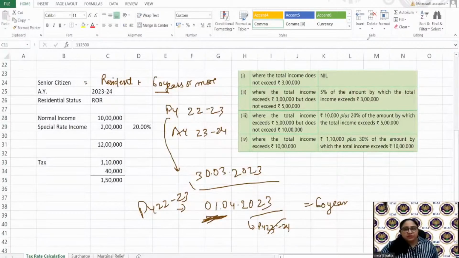सबसे पहले age determine करना is clear. How to determine the age, is it clear?